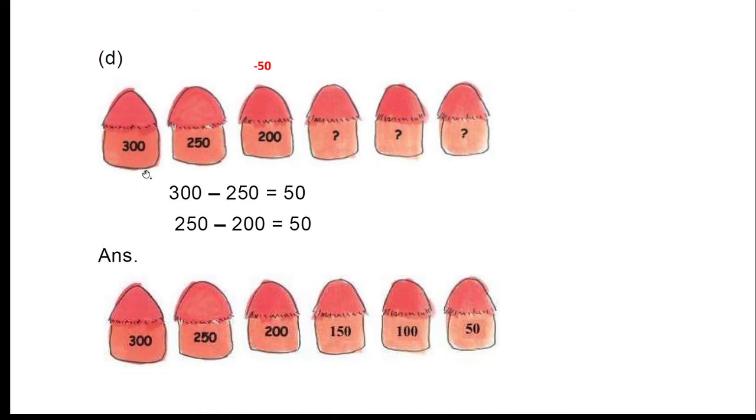Here you can see small huts are present. So first look at the pattern. So 300, 250, 200. Again you can see this is in decreasing order. So 300 minus 250 equals 50. 250 minus 200, again we are getting the same number 50. It means we have to subtract 50.